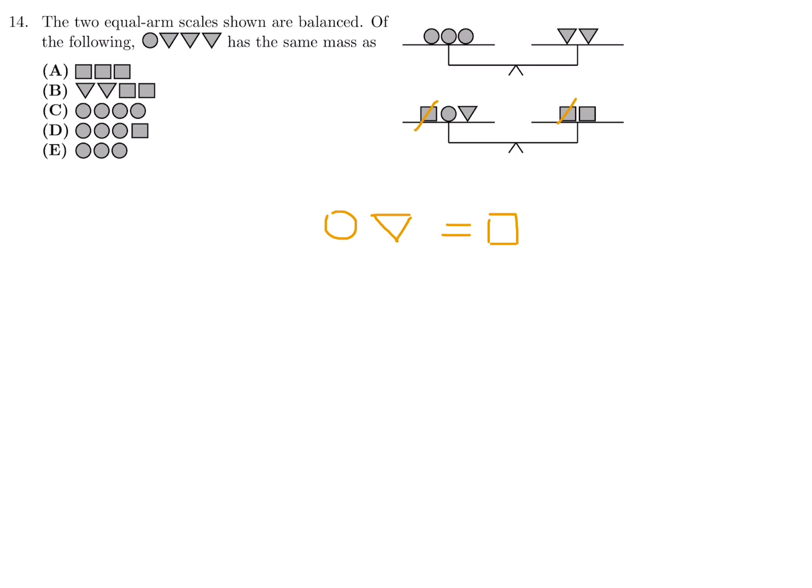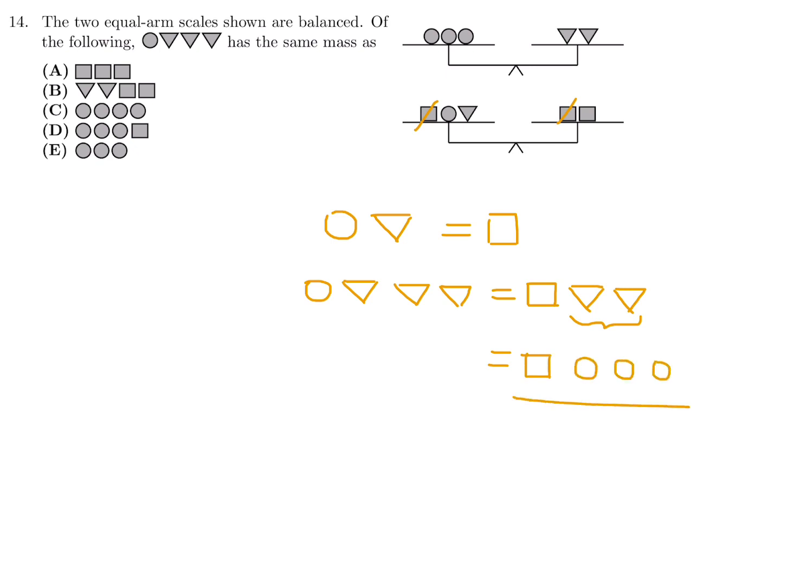Okay. Now, I've got to figure out this though. So what I'll do is to this, I'll add 2 more triangles. So triangle, triangle. And then on the other side, obviously, I have to do the same thing. Triangle, triangle, like that. Well, triangle, triangle is equal to 3 circles. These guys. So that means this is circle, circle, circle. And that's it. So circle, circle, circle, and square. That would be choice D for number 14.